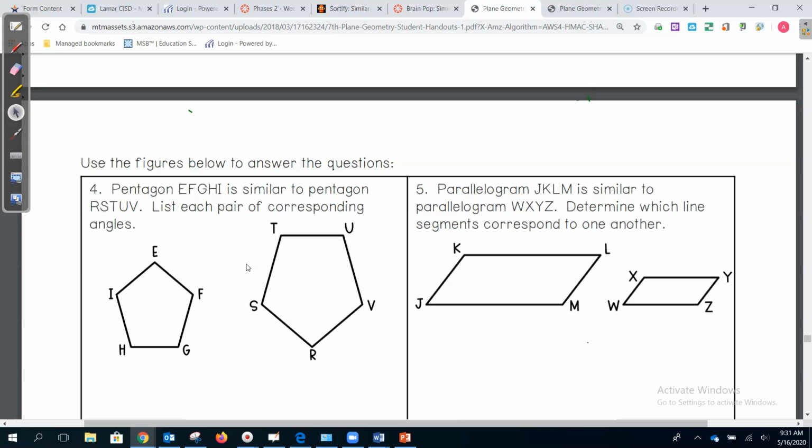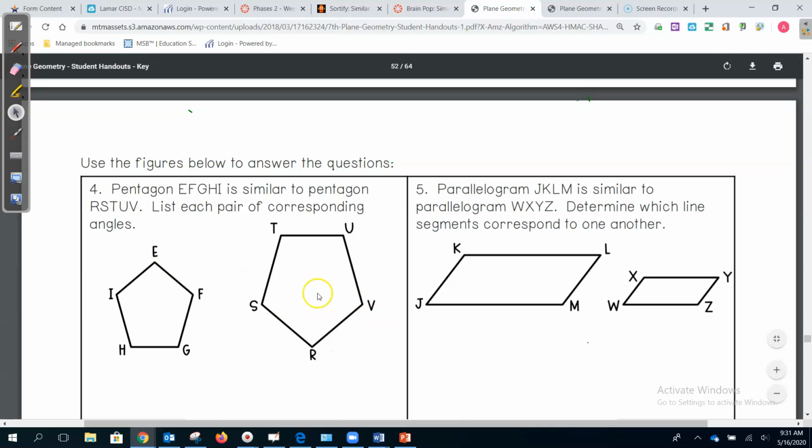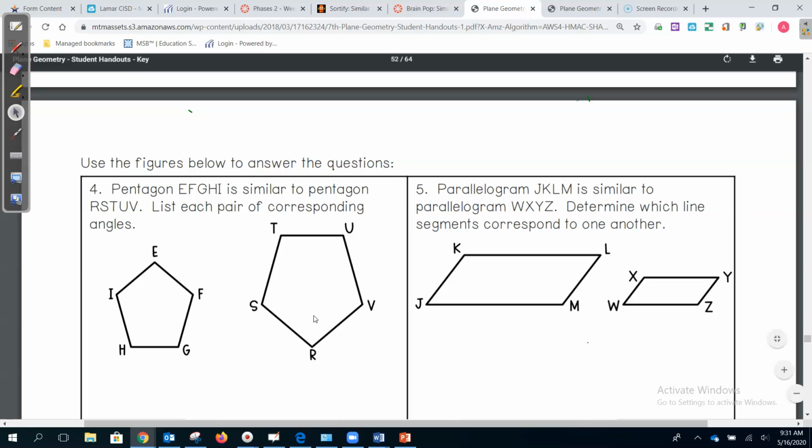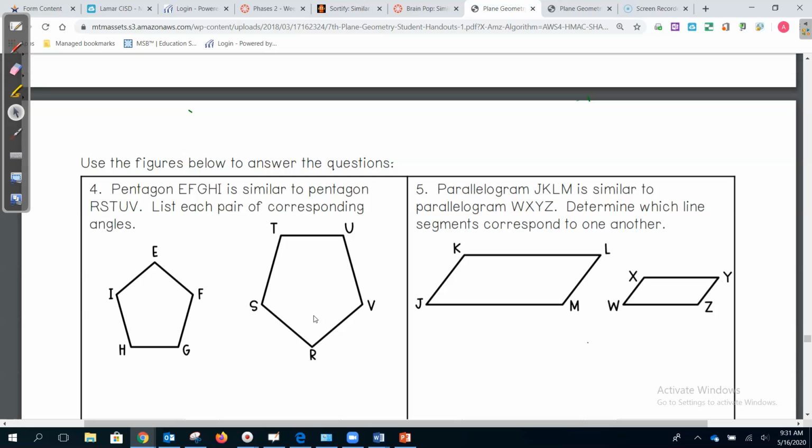So if I take this one and I were to flip it straight up and then flip it, these would be our matchings. So E would match R. That one's not difficult. The reason this is difficult is because they have flipped it and they didn't really tell you that, so that's kind of a pain. So I would be equal to V.